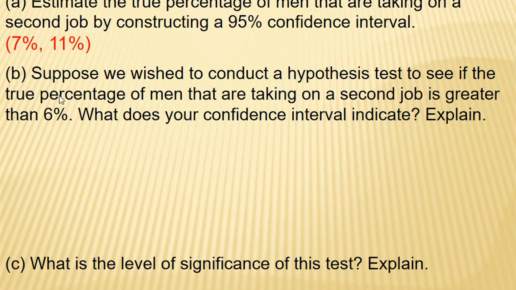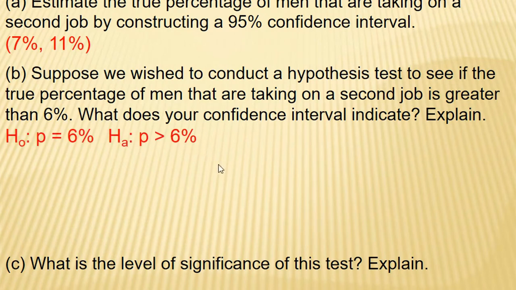And here's how you do it. So letter B, suppose you wish to conduct the hypothesis test to see if the true percentage of men taking a second job is greater than 6%. What does your interval indicate? So this interval is obviously all more than 6%. So most likely, the true percentage of men taking on a second job is probably more than 6%. But here's how you actually do it.